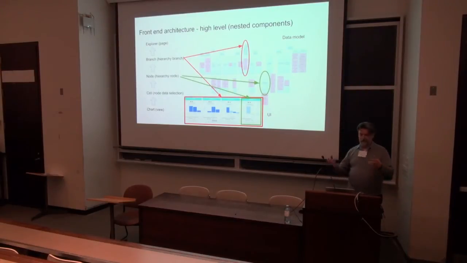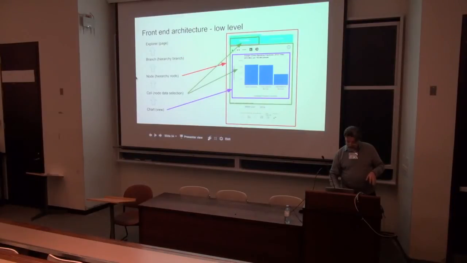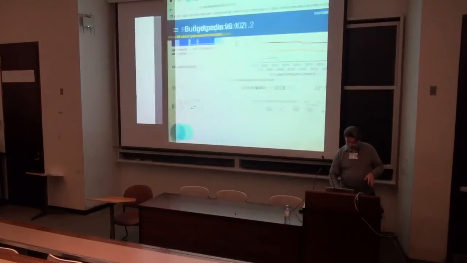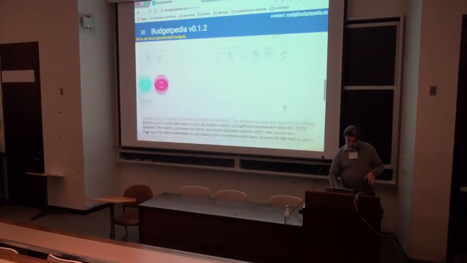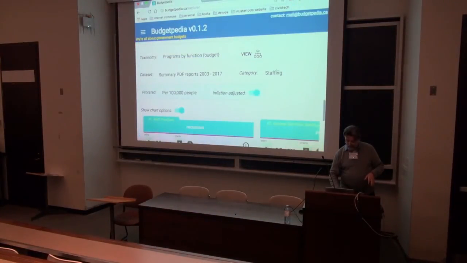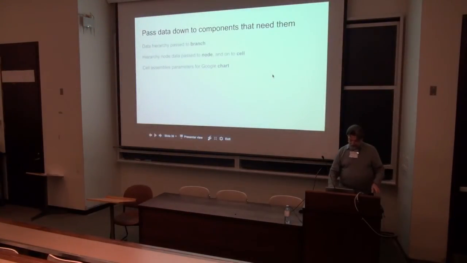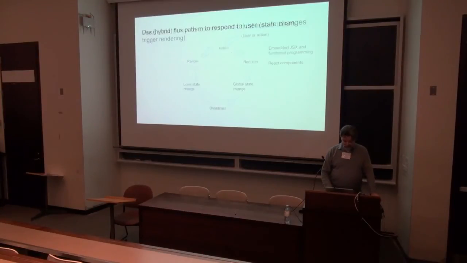The architecture was to decompose, so Explorer can have branches, branches can have nodes, and nodes can have cells and charts. And by the way, you can take any row over here and just clone it. So you can do something else with it, and that way you can take what it's got and compare with what you've got up there. So that was good. It was basically a matter of passing data down to these detailed components.